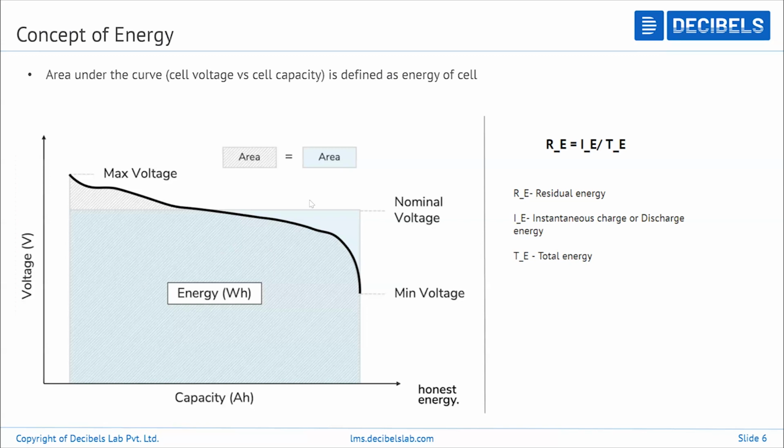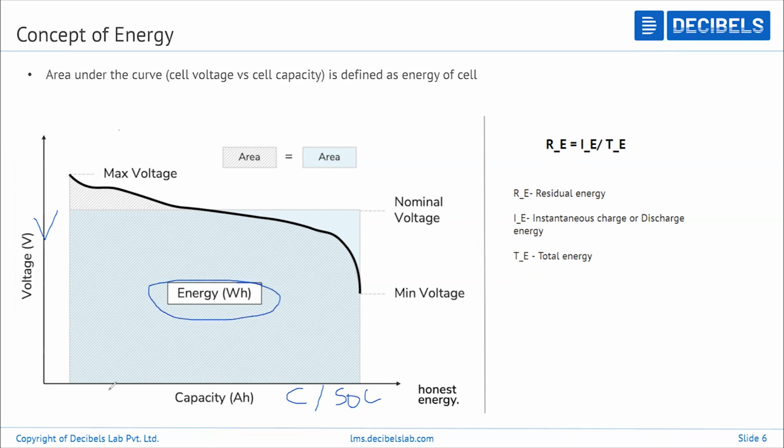If I want to define energy for the cell, it is the area under the curve. The curve is nothing but voltage versus capacity. The voltage here will be OCV, and this will be the capacity, which can also be termed in SOC. The area under the curve, we define as energy.